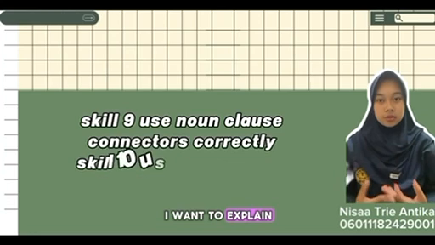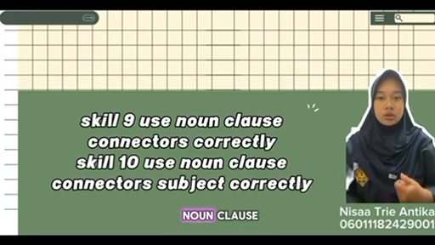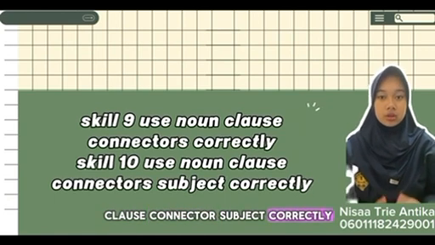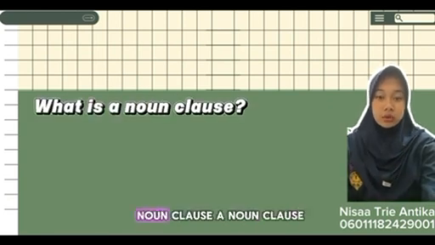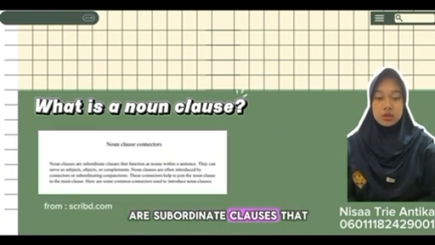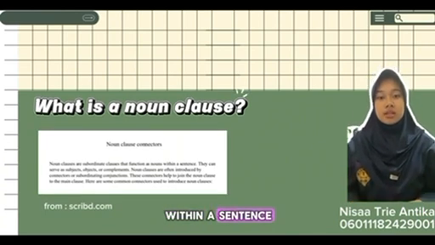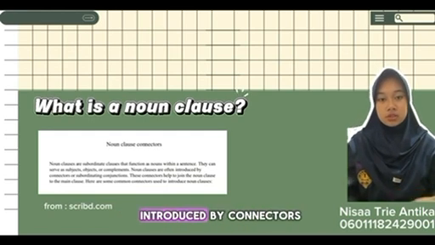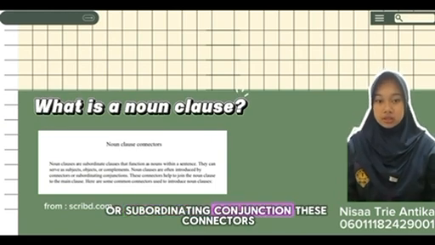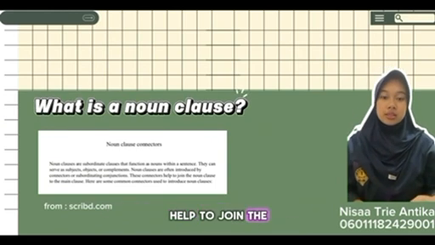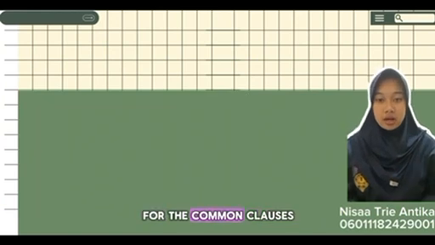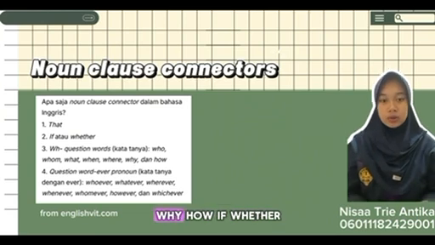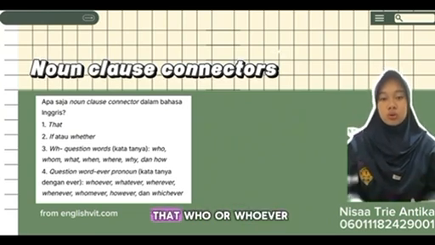Thank you very much. I want to explain skill 9, use noun clause connectors correctly, and skill 10, use noun clause connector subjects correctly. So, what is a noun clause? A noun clause is a subordinate clause that functions as a noun within a sentence. They can serve as subjects, objects, or complements. Noun clauses are often introduced by connectors or subordinating conjunctions. These connectors join the noun clause to the main clause. The common connectors are what, when, where, why, how, if, whether, that, who, or whoever.